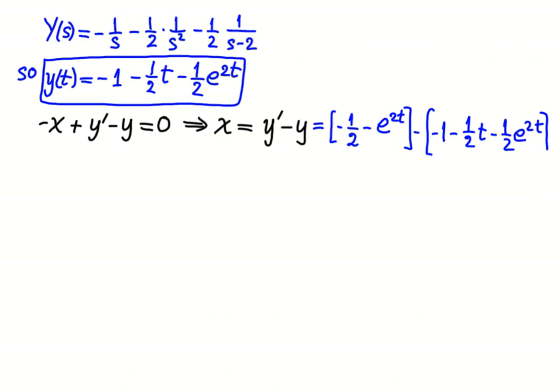And then just combine like terms. So we have x of t will be equal to, like terms, -1/2, -1 with an extra negative here. So it will be 1 minus 1/2. So that's 1/2.